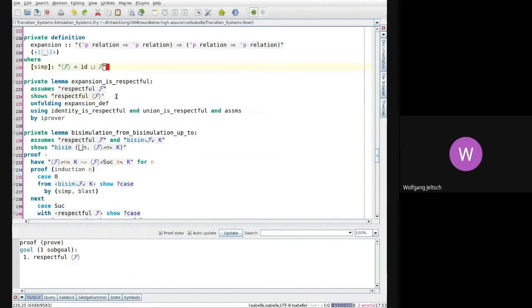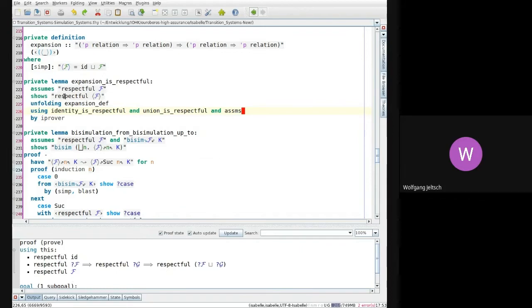The expansion definition is this one here. If we define something called expansion, then this automatically defines a fact called expansion def, which is precisely the defining equation. If we use this unfolding, then we get exactly this here. So we have unfolded the definition of this expansion. And then we use certain lemmas, namely that the identity is respectful, and that union is respectful, so that union preserves respectfulness. This is something we have proved already.